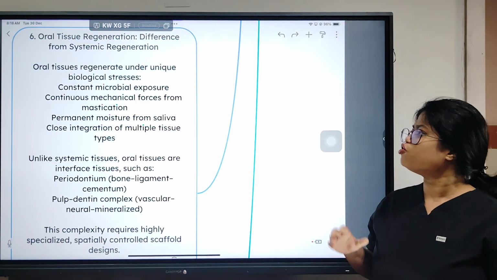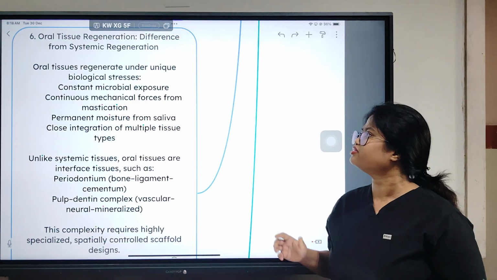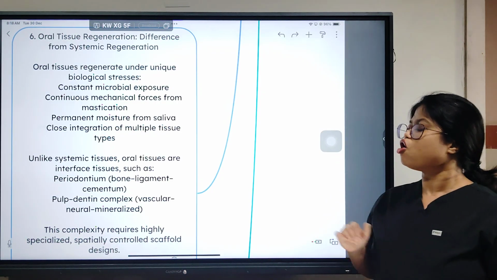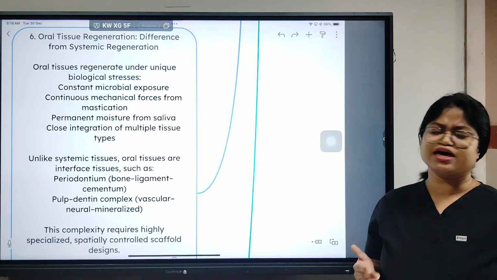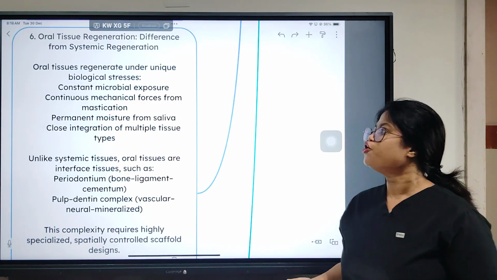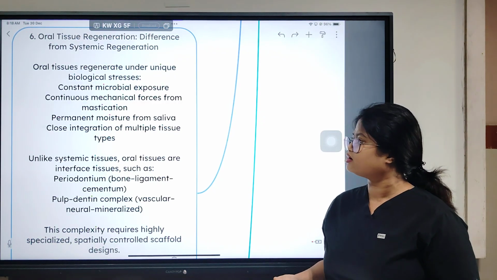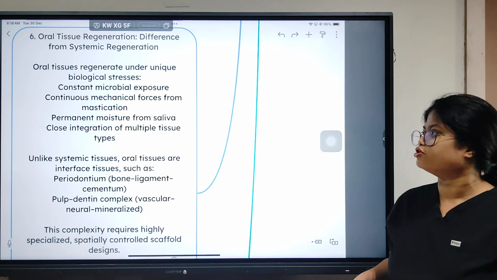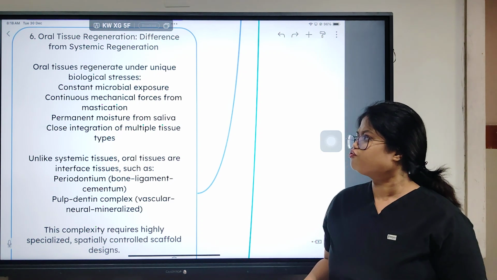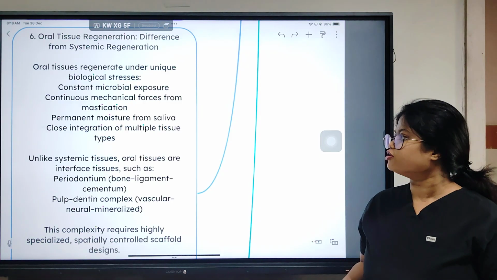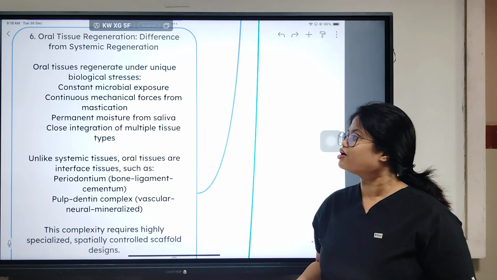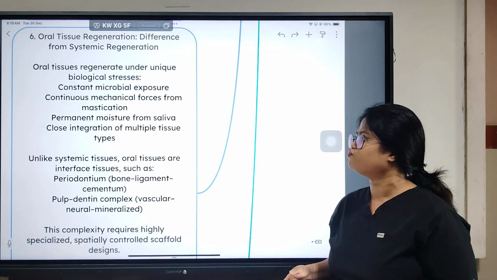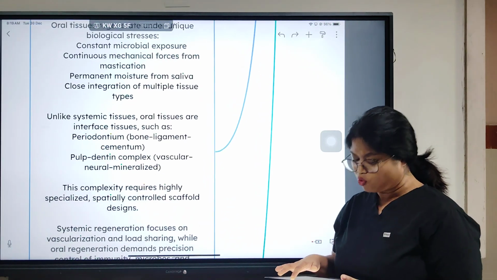So the balance of the oral microbiota plays a role in the development of the scaffolds and the tissue engineering outcomes in general. Also, it is under constant mechanical forces of mastication. Not only static forces are delivered, but also dynamic cyclical forces. Also, the permanent moisture from saliva is a very important key factor, and there is a close integration of multiple tissue types between the different types of oral cavity masticatory mucosa.